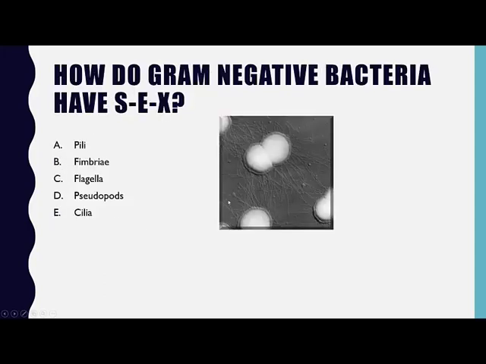How do gram-negative bacteria have sex? So here's a couple of bacterial cells, and they're sending over sex. Pili, fimbriae, flagella, pseudopod, cilia.